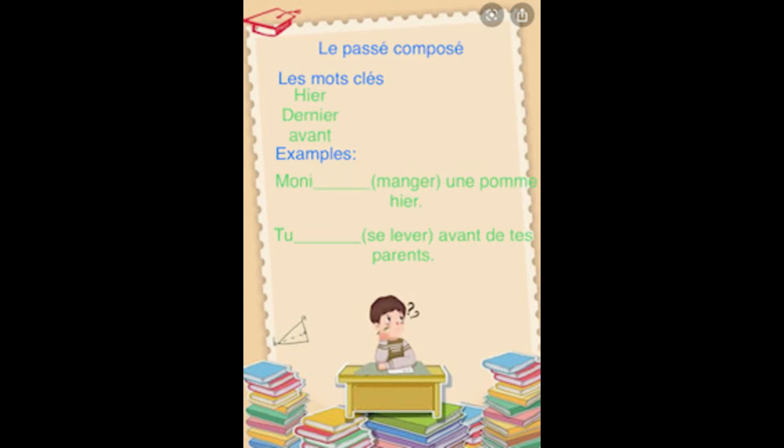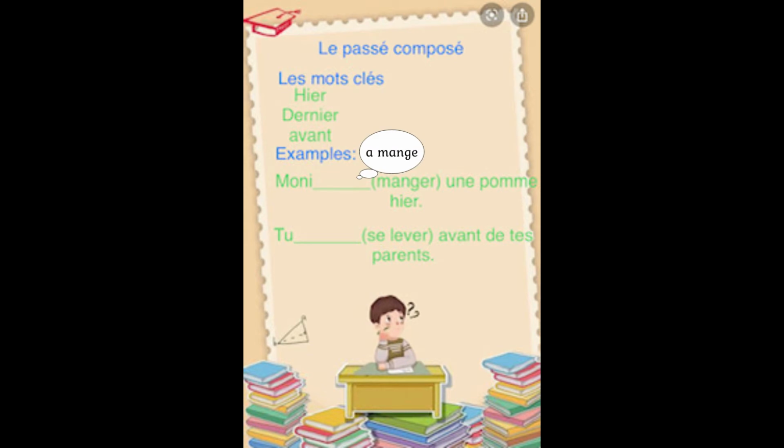The next tense is the passé composé. This is the past tense. The keywords for this tense are hier, dernier, and avant. Now, let's take a few examples to understand this. The first example is "Moni une pomme hier," and the verb is manger. So it is Moni ate an apple yesterday. So we will use the past tense and it will be written as Moni a mangé une pomme hier.